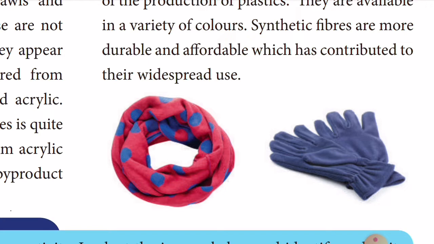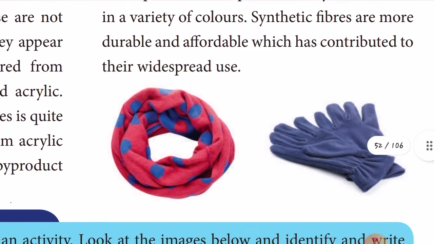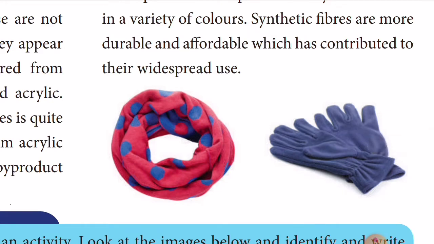Wool obtained from natural sources is quite expensive, children. Whereas cloth made up of acrylic is relatively cheap, because acrylic is a byproduct of the production of plastics. See the cloths, children, they are available in a variety of different colors. Synthetic fibers are more durable and affordable, which has contributed to their widespread use.